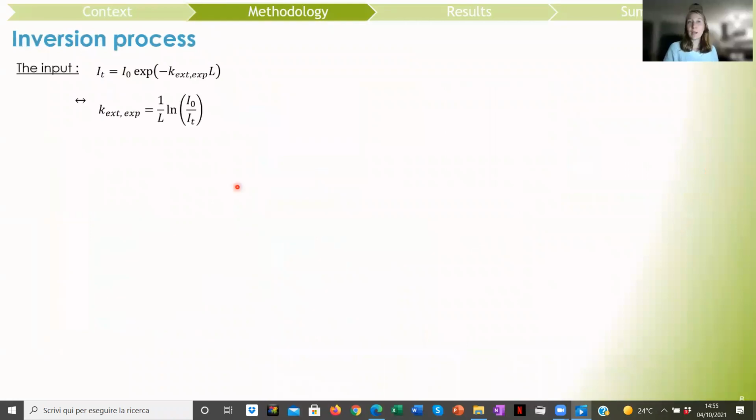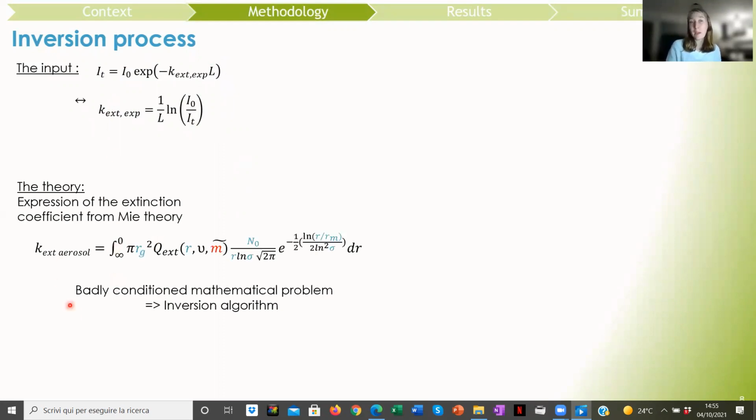Now, we will explain why we had to use an inversion process. At the beginning, the input is the extinction spectra. From the extinction spectra we can get the extinction coefficient, and this extinction coefficient can also be calculated using Mie theory. So it will then be possible to isolate the CRI of the compound, but if you remember, the CRI has two parameters, the real and the imaginary refractive index. So it's two unknowns and one equation. So we have a mathematical problem.